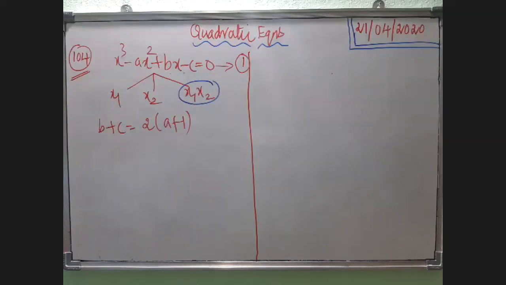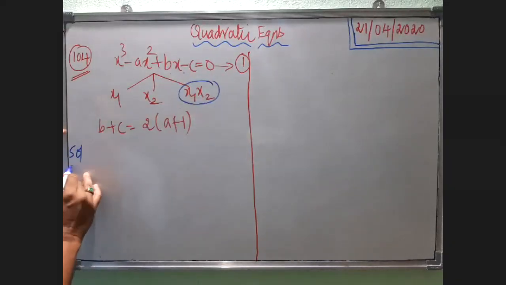Given a cubic equation where a, b, c all are rational numbers and a is not equal to 1. The roots of this equation are x1, x2 and x1 x2. And one more condition is b plus c is equal to 2 times of a plus 1. Then we have to find out the last root, which is nothing but x1 x2. So let us go to the solution.